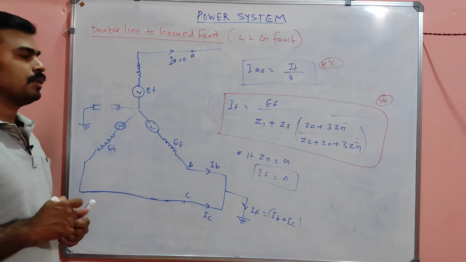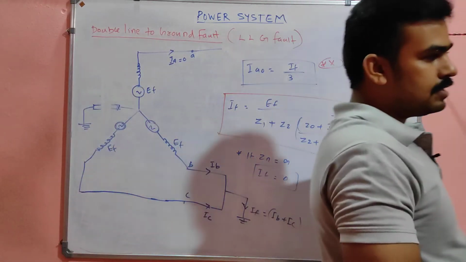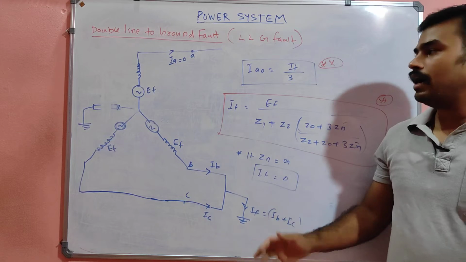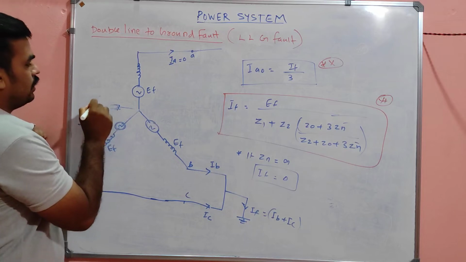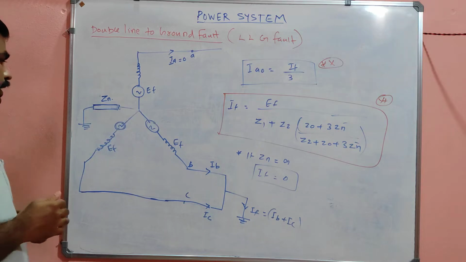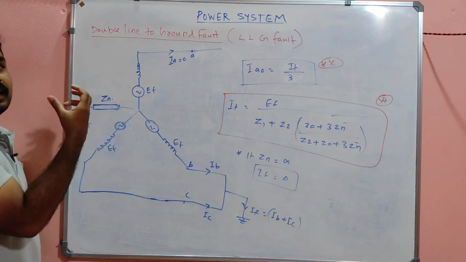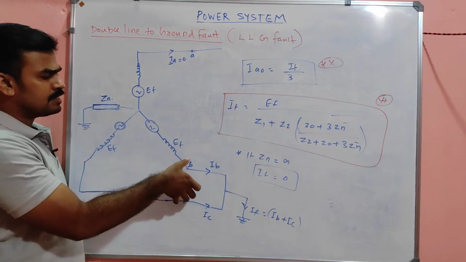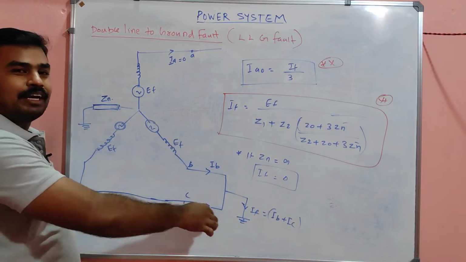Listen, so let's discuss the double line to ground fault. As the name indicates, double line to ground means any two lines fall into the ground, and this will be the circuit diagram, the schematic representation. This is nothing but the neutral impedance. The neutral is connected because it's star connected, through an impedance of Zn, which is grounded. And here the two phases B and C come in contact, and together they fall into the ground.